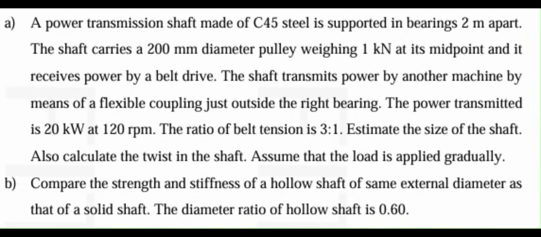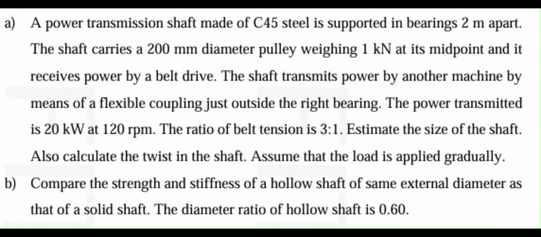So we have two subparts for this question. A power transmission shaft, which is made of C45 steel, is supported by bearings so that the distance between the bearings is 2 meters. The shaft carries a pulley of 200 diameter, which has a weight of 1 kilonewton, and it is placed exactly at the midpoint.